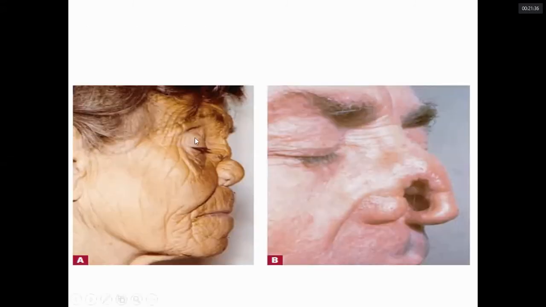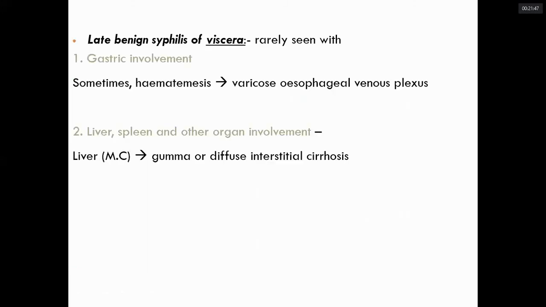As you can see, there is a nasal bone perforation giving rise to a saddle-nose deformity. This is nasal septum perforation. There can be involvement of viscera also in late benign syphilis. If there is gastric involvement, sometimes there can be hematemesis due to esophageal varices. Sometimes gummas can also be seen in the liver, which gives rise to diffuse interstitial cirrhosis.